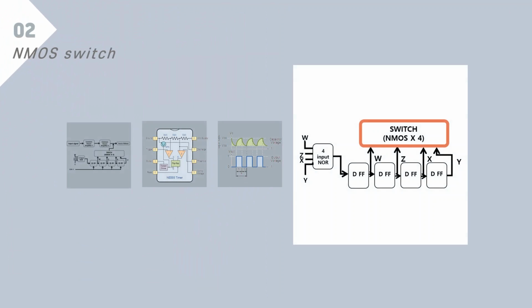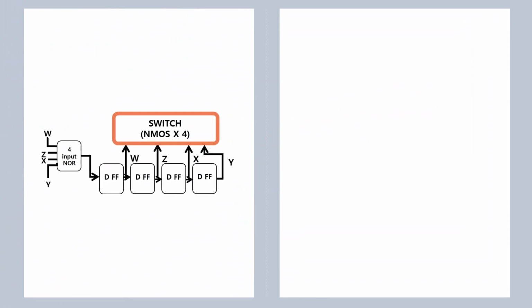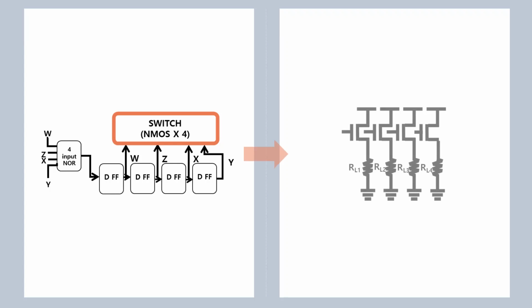The ring counter is designed with the flip-flop. For this, a switch is set to change the value of the resistor connected to the NMOS and to change the voltage gain. RL1 is 8.3 kilo ohm, RL2 is 33 kilo ohm, RL3 is 150 kilo ohm, RL4 is 200 kilo ohm.